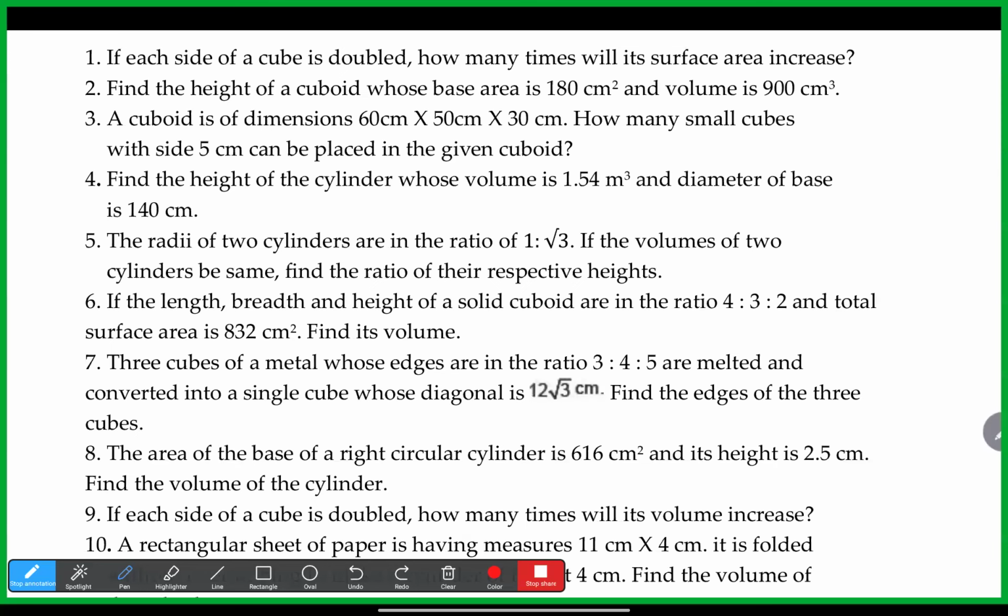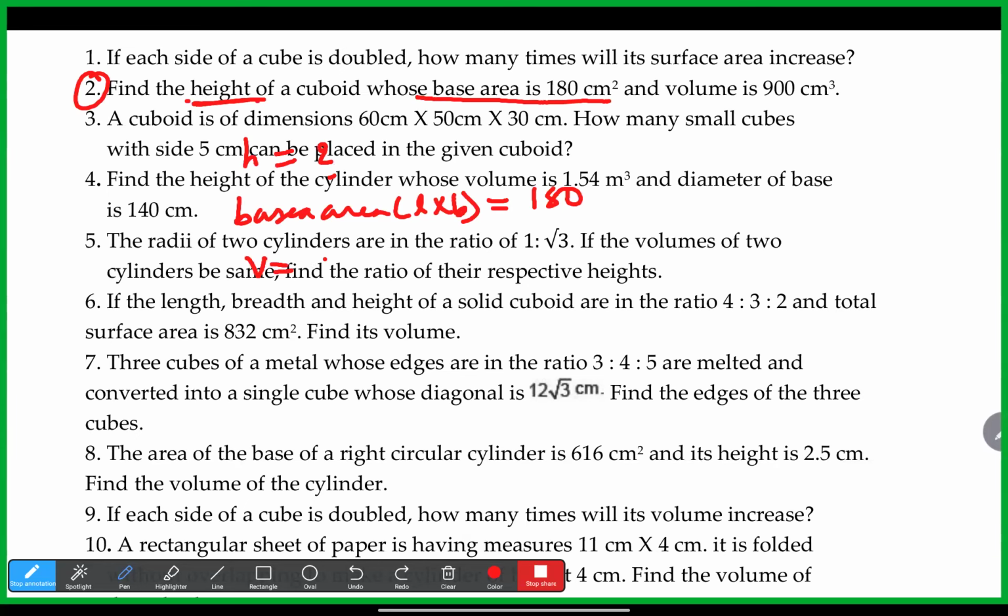Find the height of a cuboid whose base area is 180 centimeter square, volume 900 centimeter cube. Yes, Harmansha. So they said to find the height, that means H of the cuboid is the question mark. Whose base area, which means L into B together, is given. Base area means L into B together. I already discussed that base area into height is the volume formula.